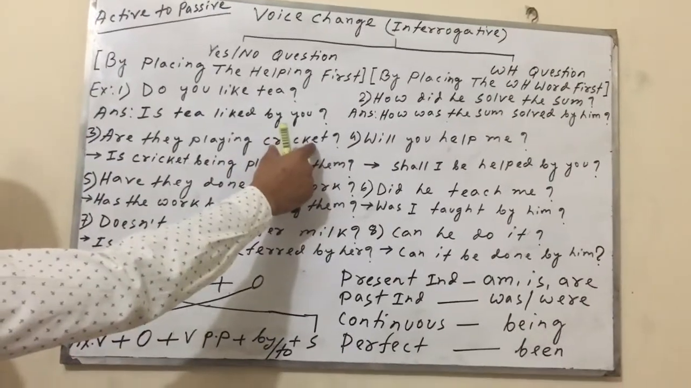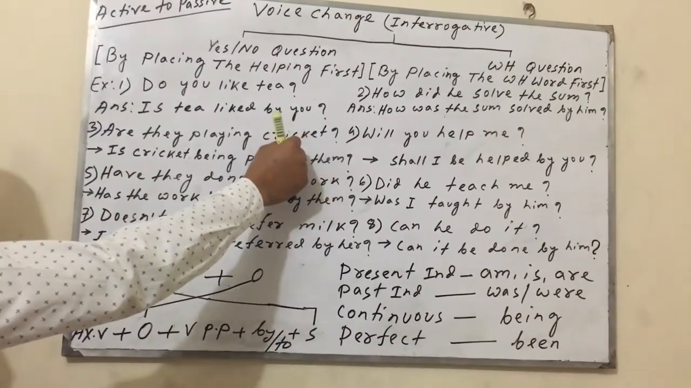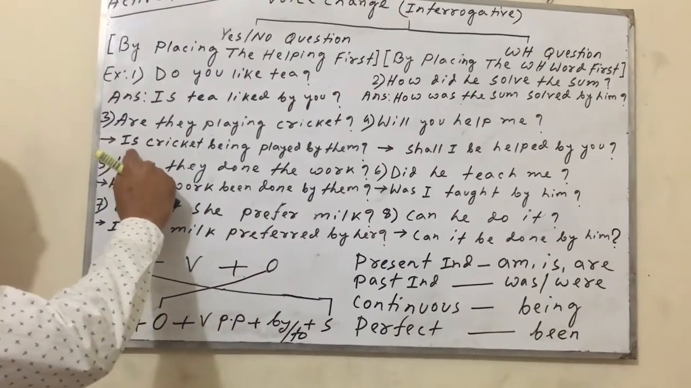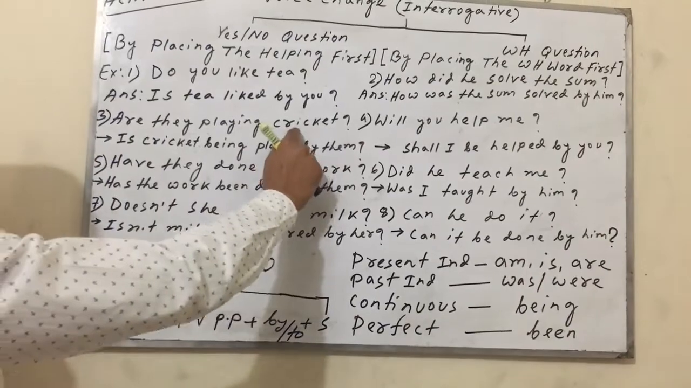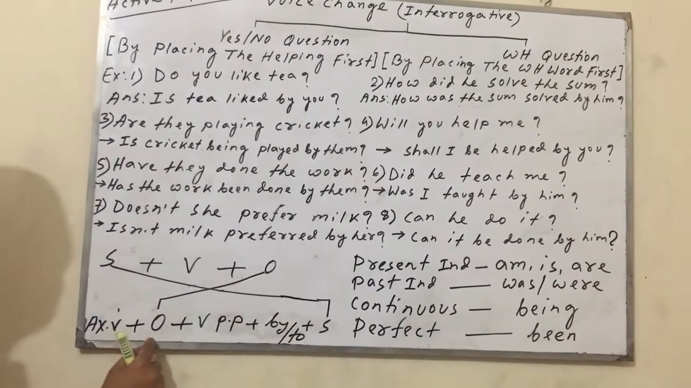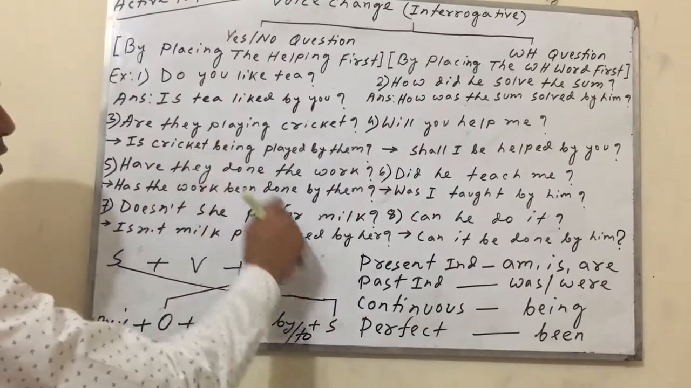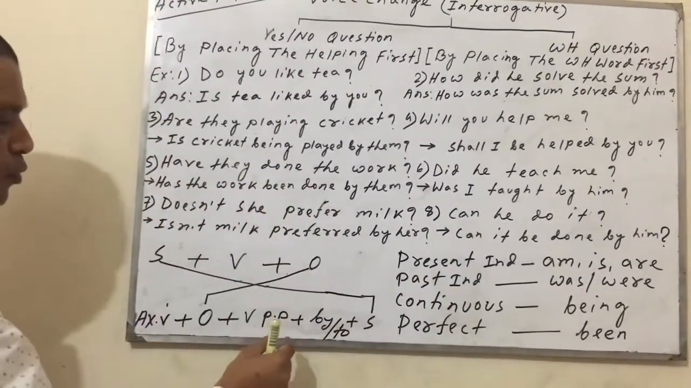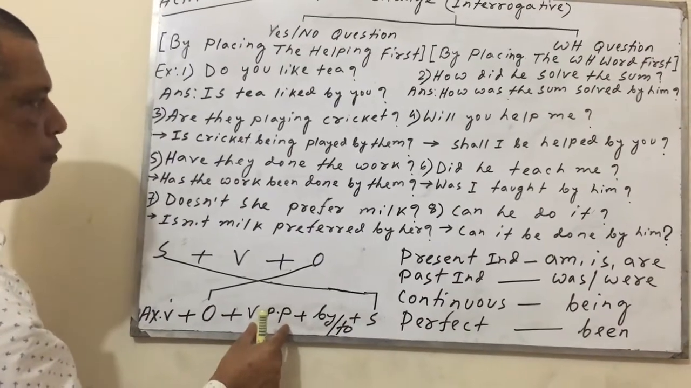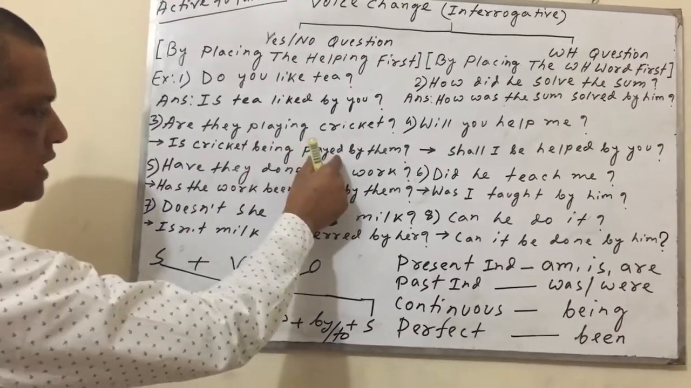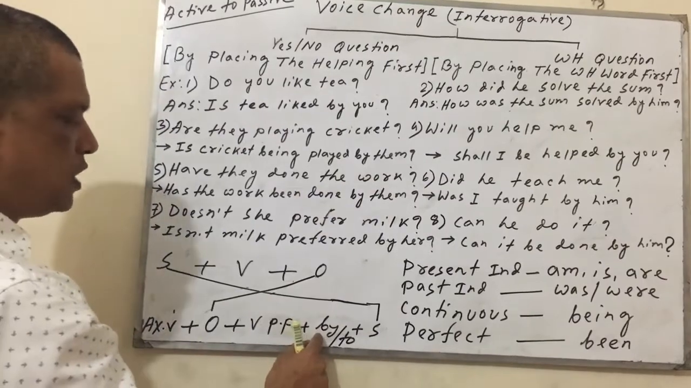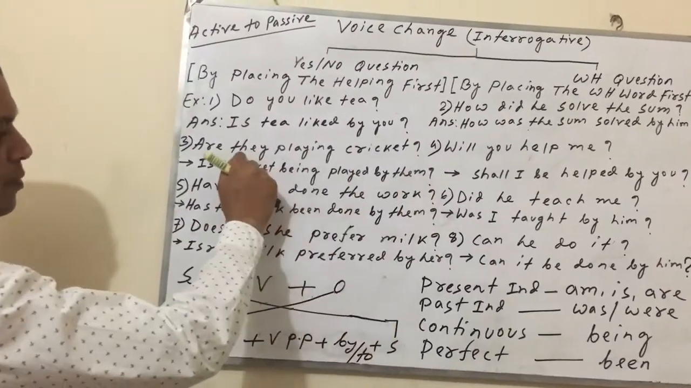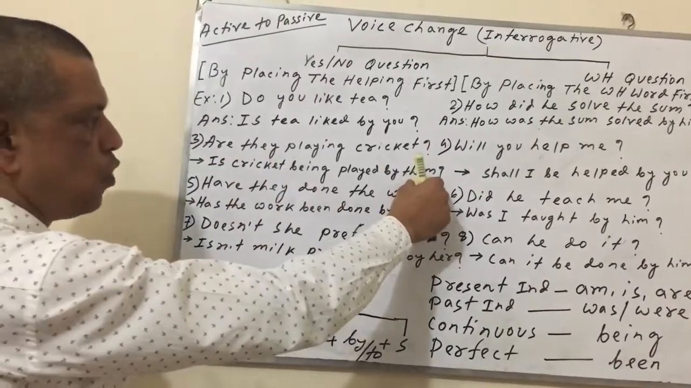Here the object is cricket. As this is third person singular number, according to the tense, you have to use the auxiliary verb is. Then the object, then for continuous tense, being. Then you have to use the past participle of the verb play, played. Then you have to use the preposition by. And last of all, the subject, you have to change into object.